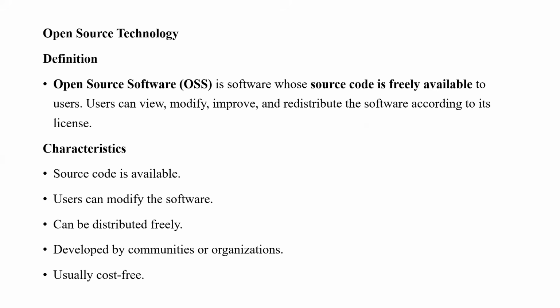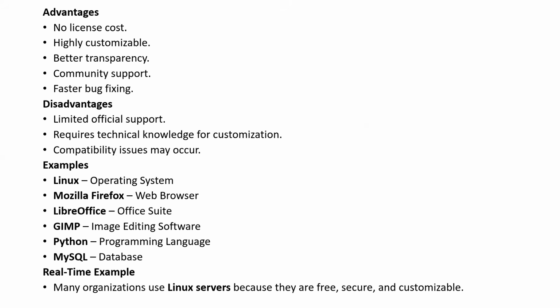What is developed by communities? For example, C was developed by Dennis Ritchie, C++ by Bjarne Stroustrup, and Java by James Gosling. Here, suppose we have coding knowledge, I can contribute myself. That is called developed by communities, and usually it's cost free. Next, what are the advantages? No license cost, highly customizable, better transparency, community support, and faster bug and error fixing. What are the disadvantages? Limited official support only, and it requires technical knowledge for customization, so users may feel uncomfortable.